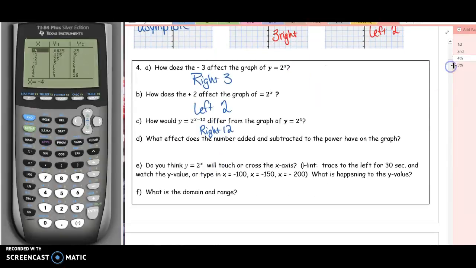So if you remember all of the other functions that we've graphed, do you remember that horizontal movement is always backwards? Anything that you do to the x is always backwards. Horizontal movement is backwards. So what effect does the number added and subtracted to the power have on the graph? If it's added, it moves to the left. And if it's subtracted, it moves the graph to the right.